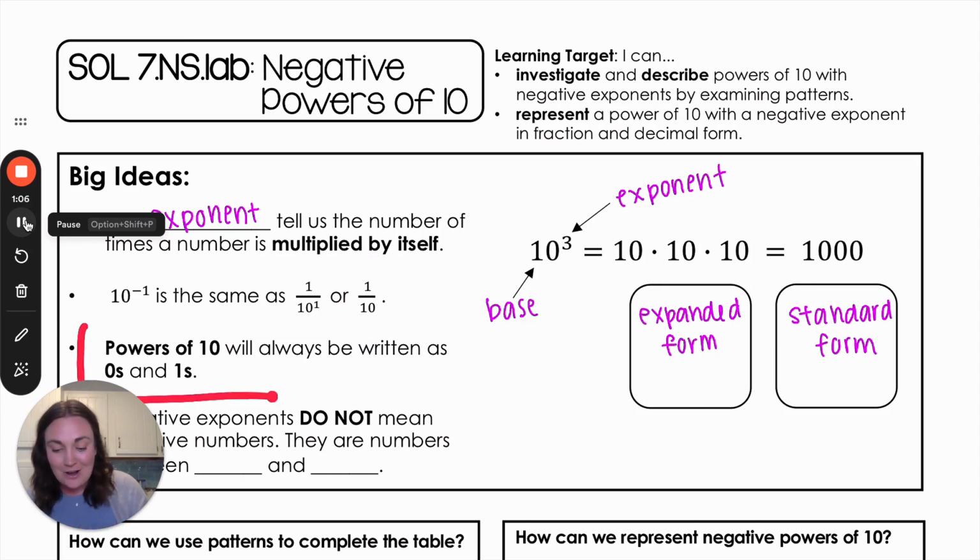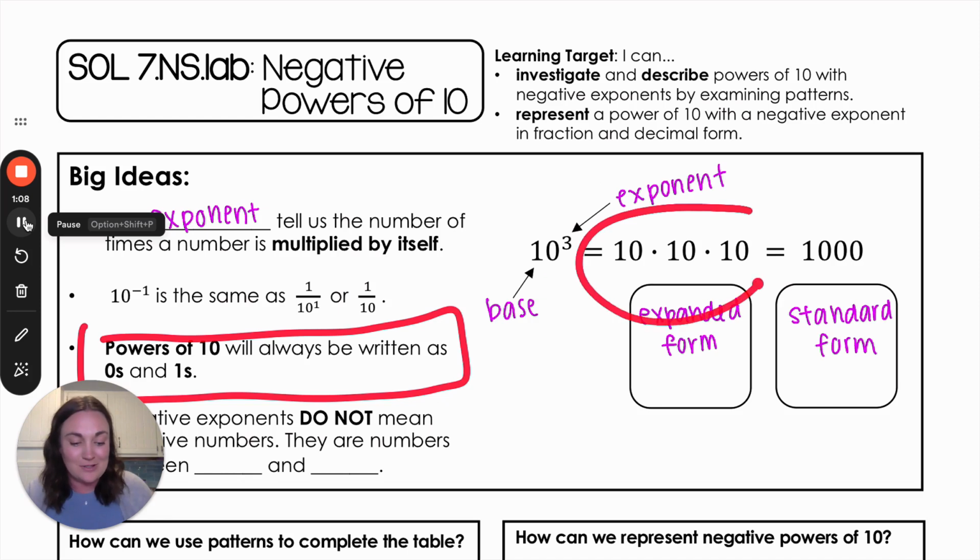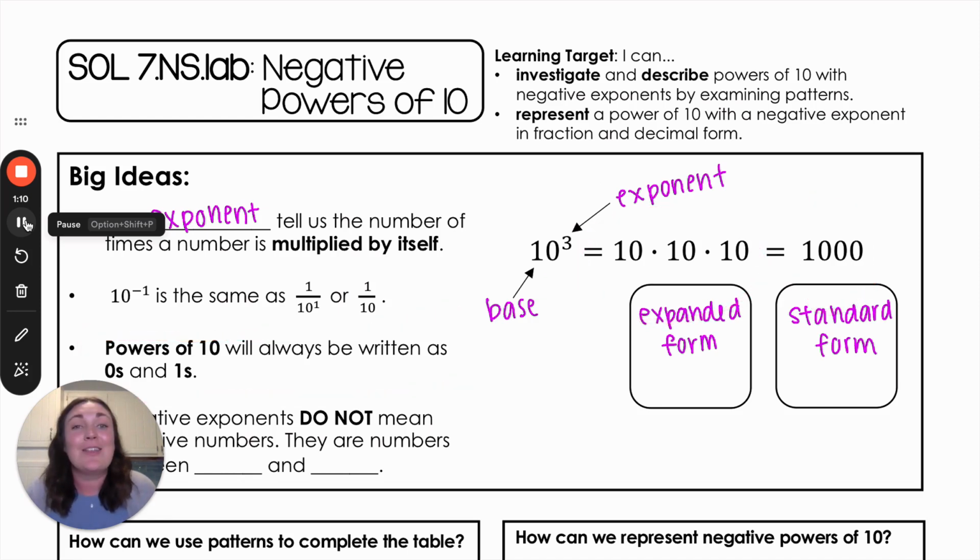Now, some tips and tricks. Powers of 10 are always going to be written as a bunch of zeros and ones. You can see this. It's a bunch of ones and zeros, right? The only numbers that are not zero are going to be those ones. So that can help us in some multiple choice questions we'll see later.